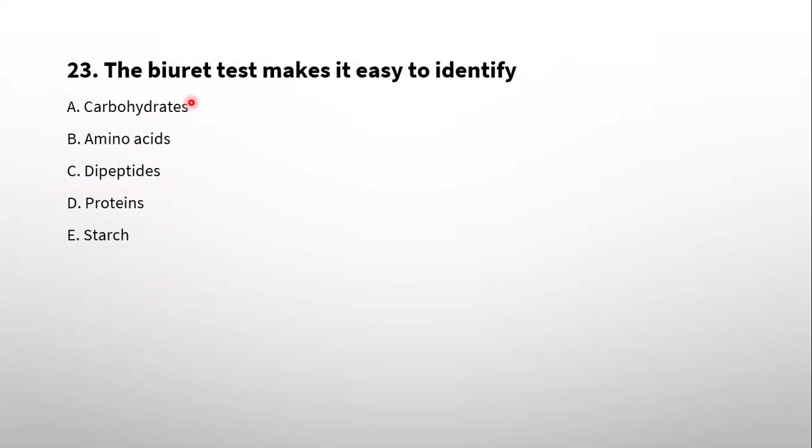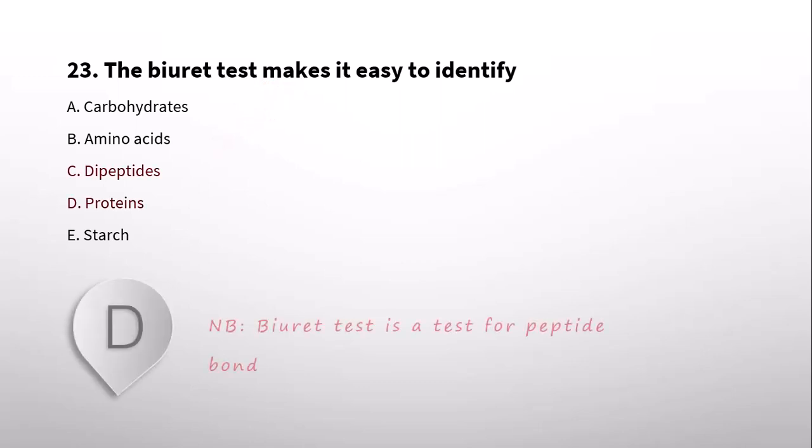20. The biuret test makes it easy to identify carbohydrates. No, the biuret test basically is a test for peptide bonds. Yes, it's written here. It's a test for peptide bonds. Like you said here, if I have to go with one answer, I'll go with D. But take note, the biuret test can also identify dipeptides because dipeptides contain peptide bonds. A peptide bond is a bond which links amino acids together.